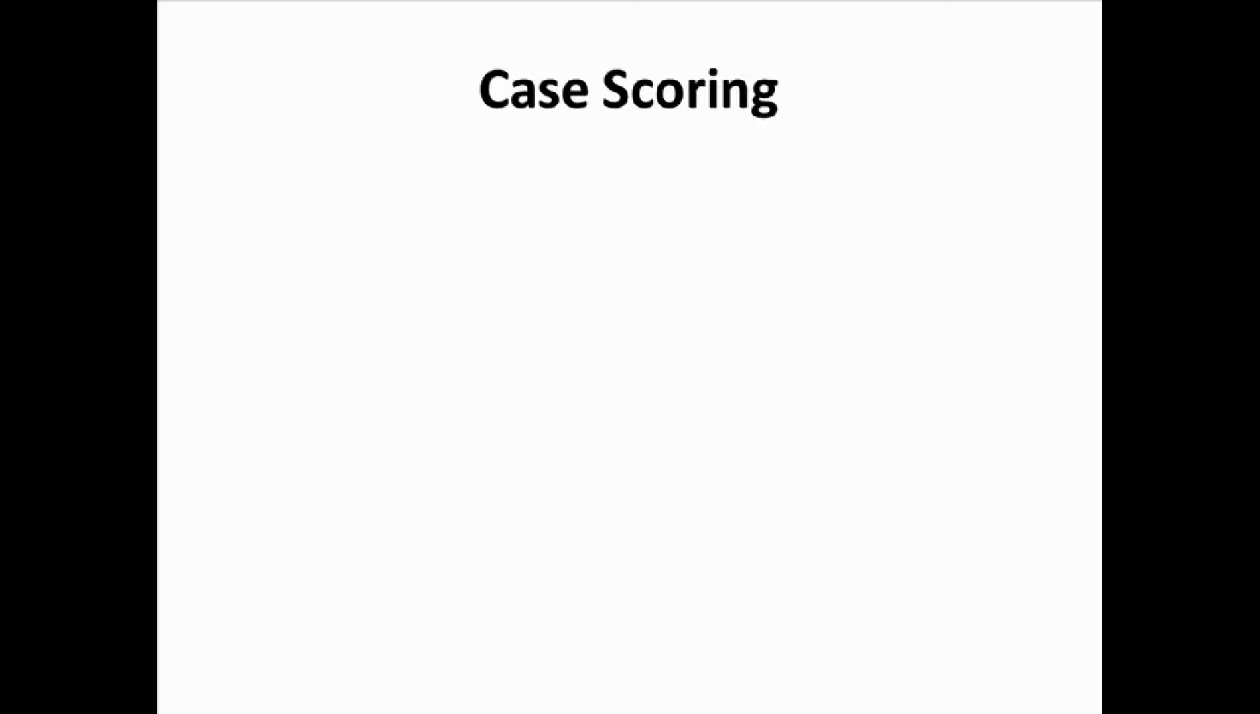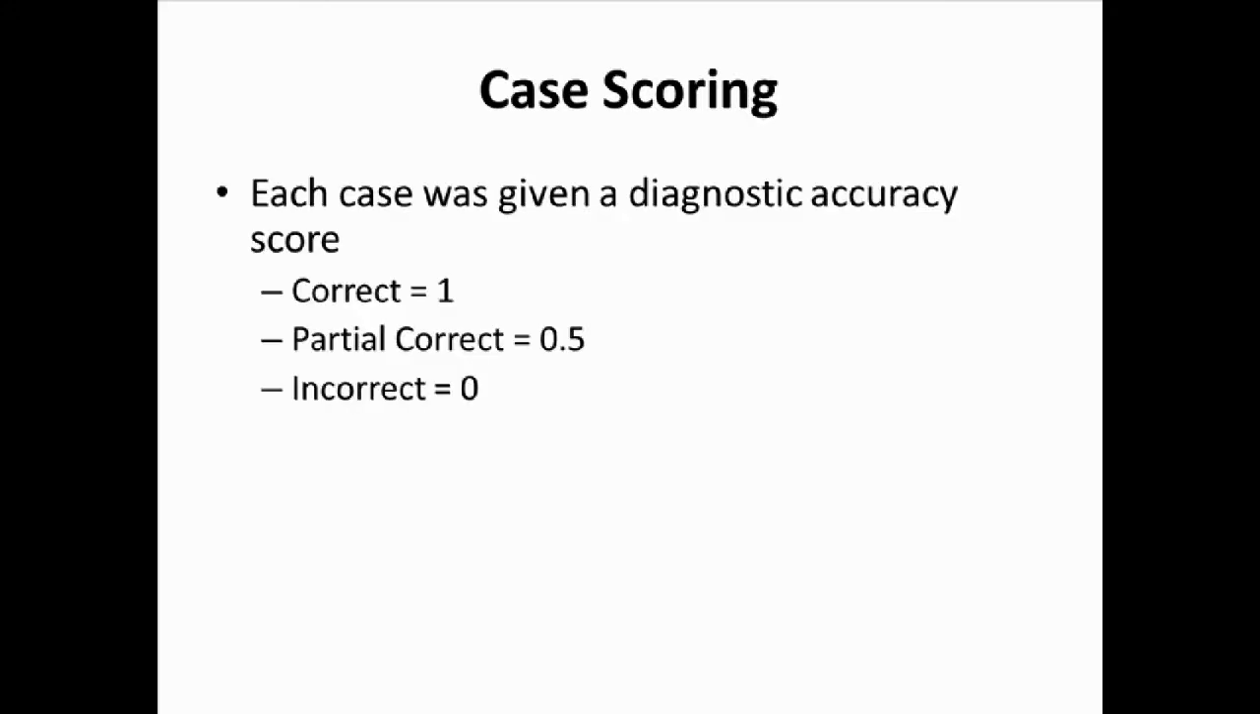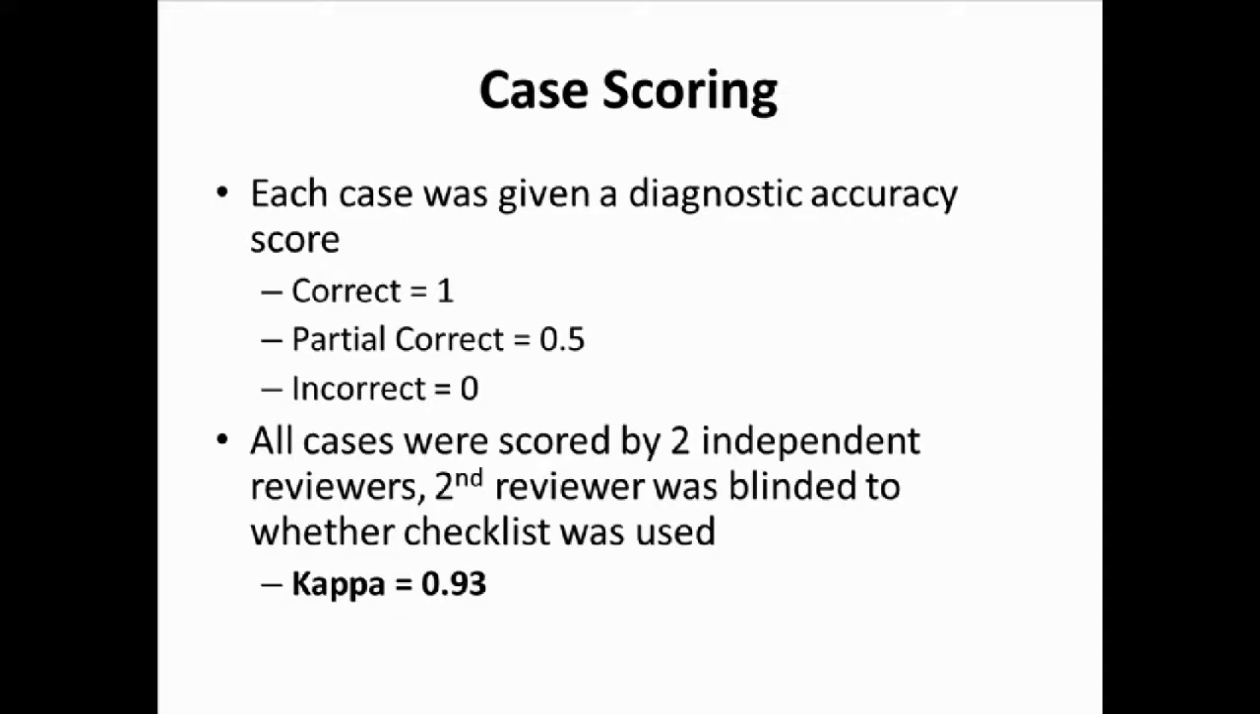After that was complete, every case that the resident worked through was scored according to the scale that you see here. They were reviewed by 2 independent reviewers, and the second reviewer was blinded to whether the checklist was used. Our CAPA indicates near perfect agreement in our scoring.